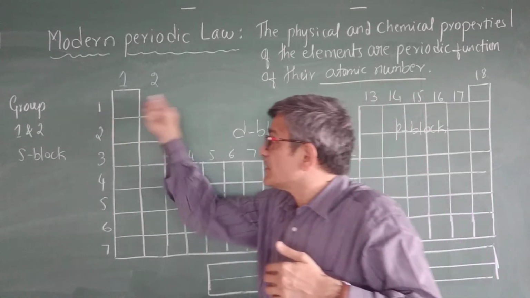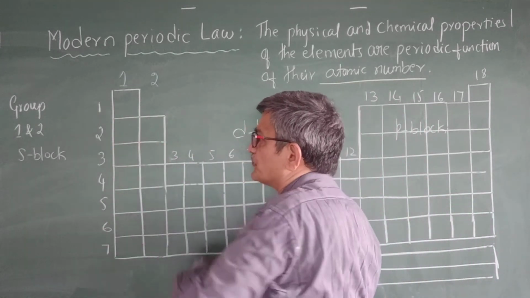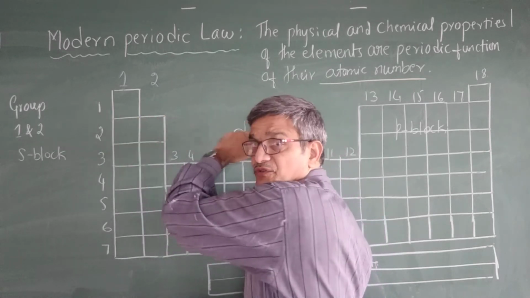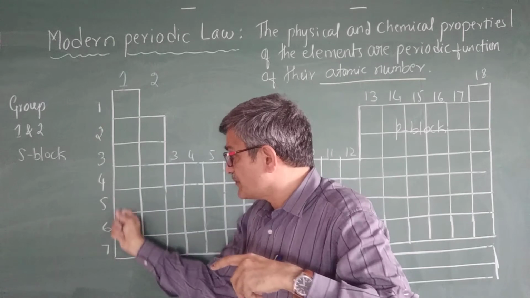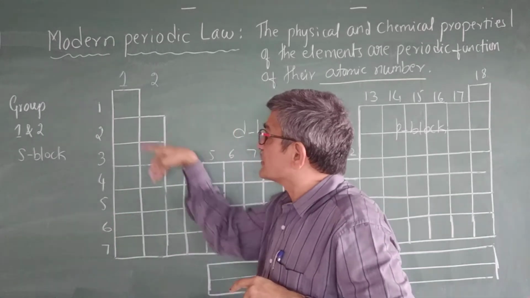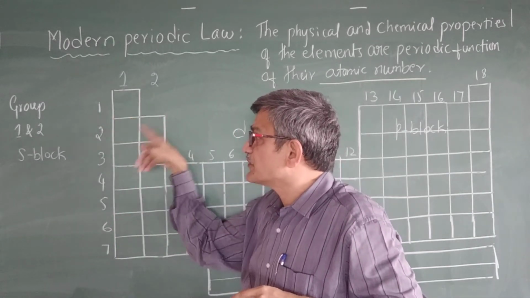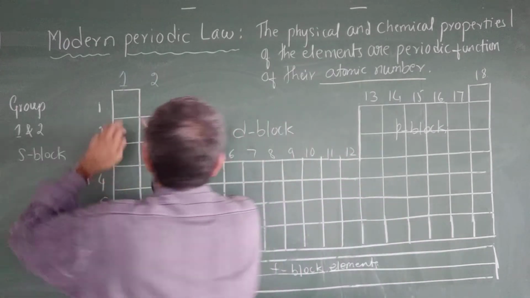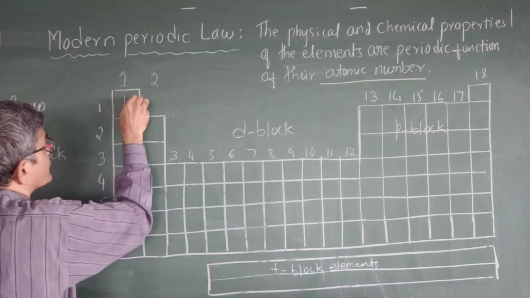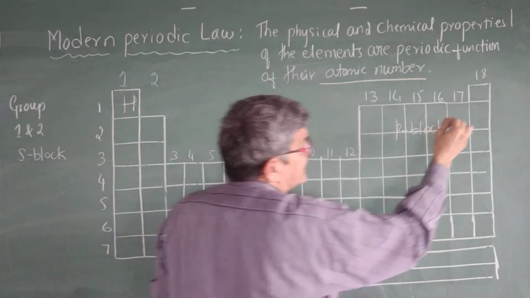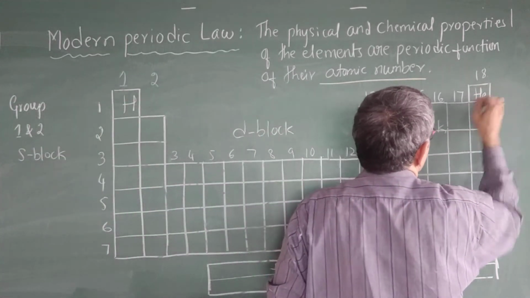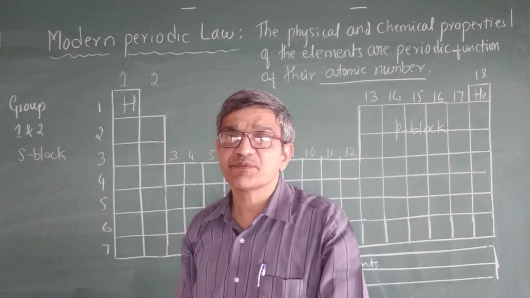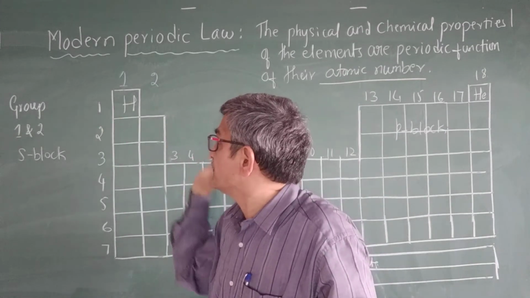Then if you observe row wise, the horizontal lines, there are 7 periods. These vertical columns are called groups. Periods: the first period has only 2 elements, hydrogen and helium. So that is the shortest period. The first period is the shortest period.